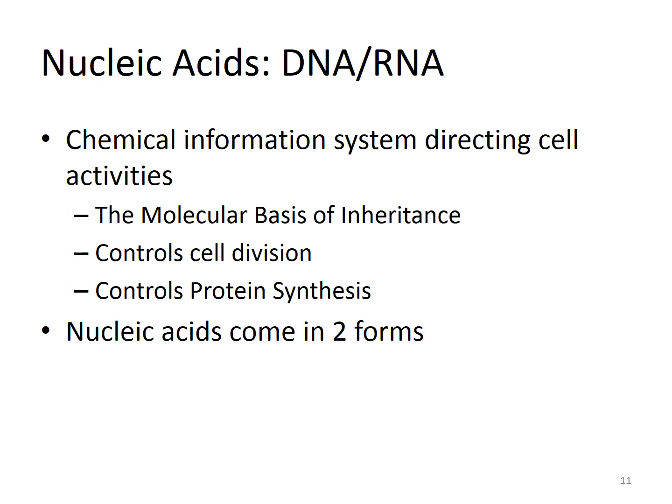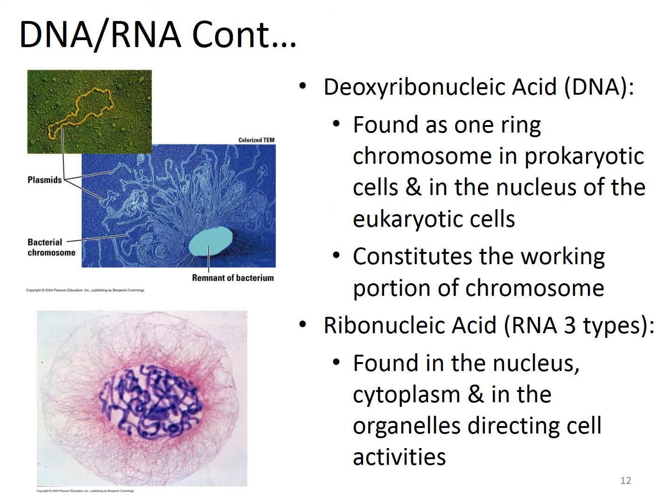And those two forms of nucleic acids again are DNA and RNA. So if we go back to the two basic types of cells that we've discussed before, there are prokaryotes and eukaryotes. DNA in prokaryotic cells is found as a one-ring chromosome just loose in the cytoplasm called a nucleoid. You can see to the left on this slide a prokaryote, a bacterium that's undergone lysis, and all of that white stringy looking substance surrounding the cell is actually the DNA.